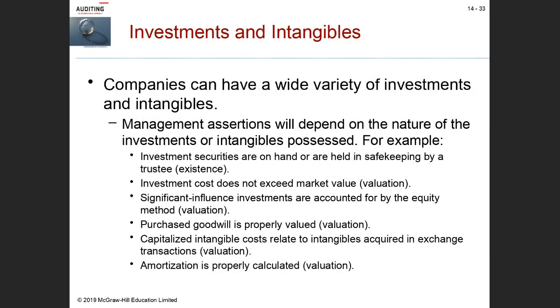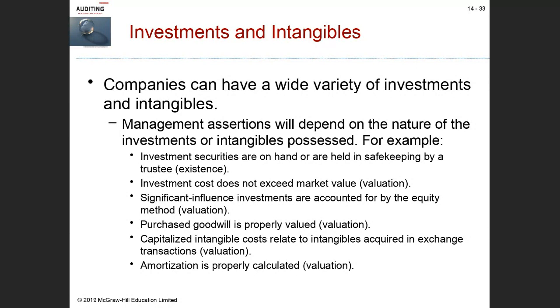Okay, on the investment, so that's more on the liability side again, the types of substantive procedures that we do. How about on the investment side, the asset side of the balance sheet, what do we do? It says companies can have a wide variety of investments and intangibles. Management's assertion on these assets depends on the nature of the investment or the intangible. So for example, it says investment securities are on hand, held in safekeeping by a trustee. That's a control over existence. Management says the securities exist because they're held and controlled by an independent trustee.